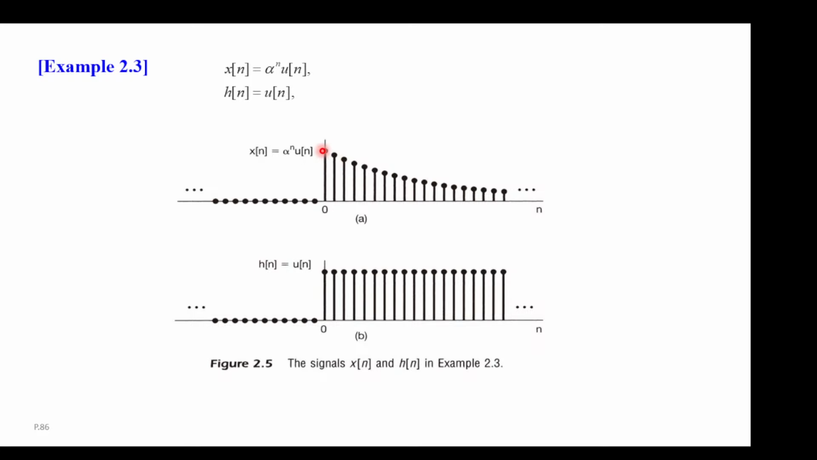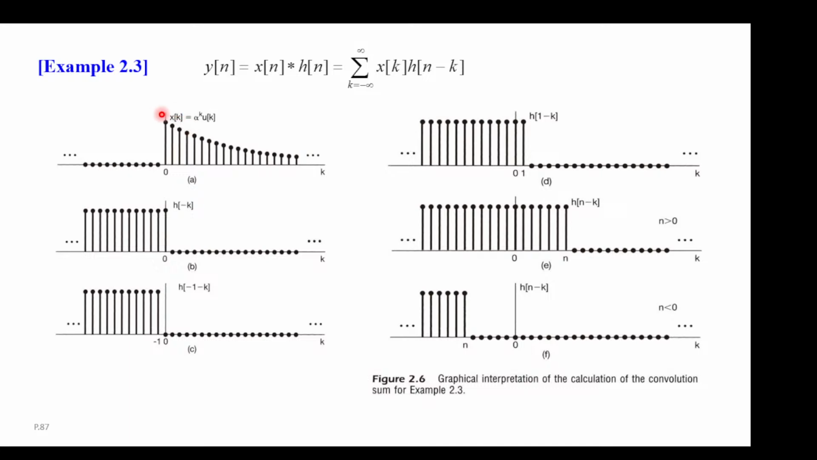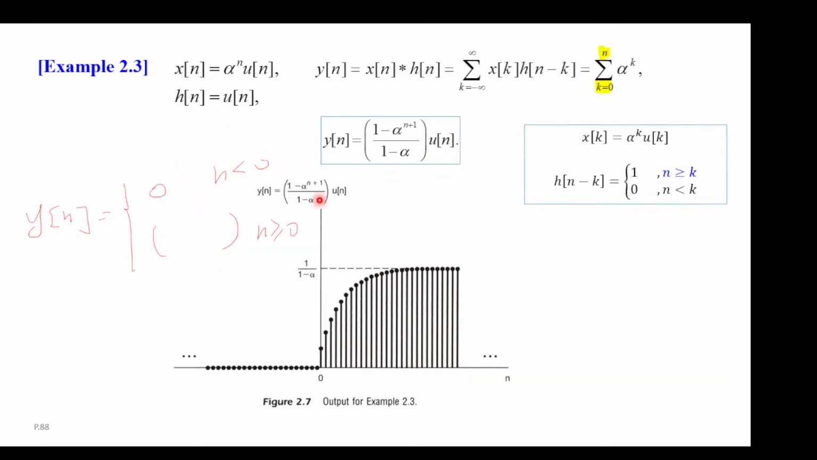So this is an example of an exponential decay x and a unit step h. Then you also flip this h around and drag it from left to right. So your x of k will look like this, and h of n minus k looks like this. And you see that for n less than 0, you have no overlap, so this is 0. And when n increases, your overlap is summing over this exponential decay function. So the total sum is this saturating function.